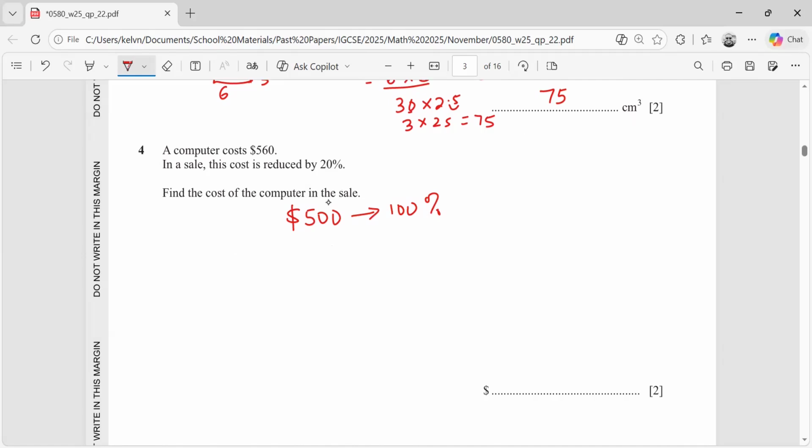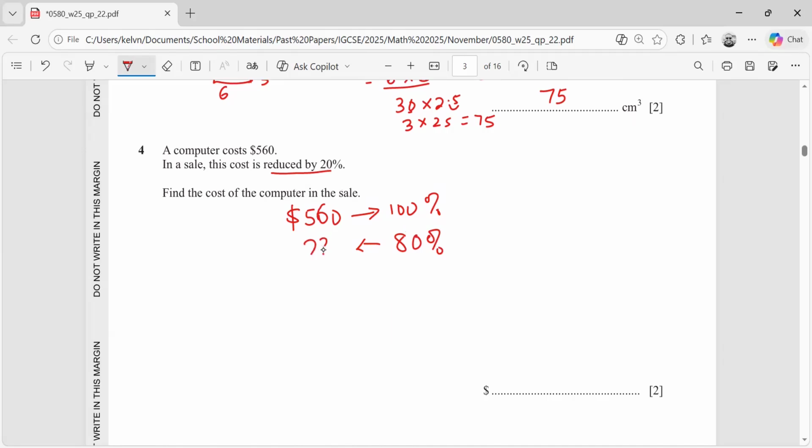So you can say $560 is equivalent to 100%. And then this is reduced by 20%. So that means the new price is 80% of the original, right?